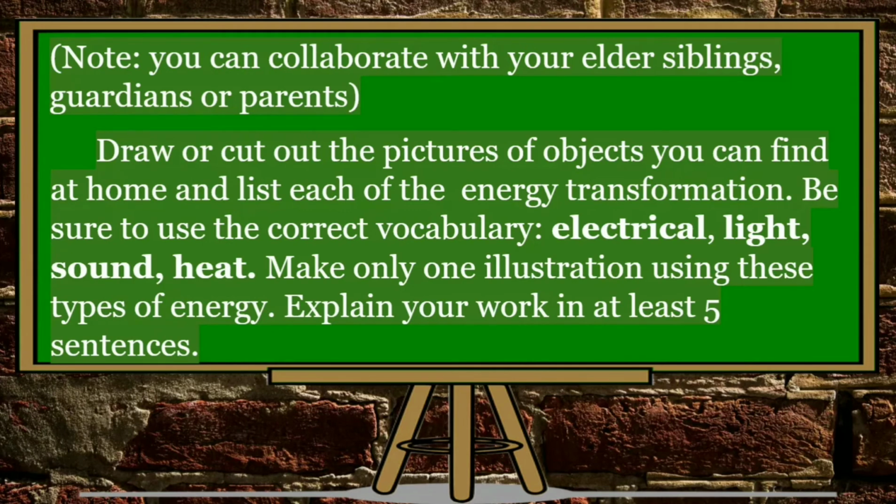Now that you know the electrical energy, heat and light energy, and sound energy, draw or cut out the pictures of objects you can find at home and list each of the energy transformations. Be sure to use the correct vocabulary: electrical, light, sound, heat. Make only one illustration using these types of energy. Explain your work in at least 5 sentences. You can collaborate with your elder siblings, guardians, or parents.